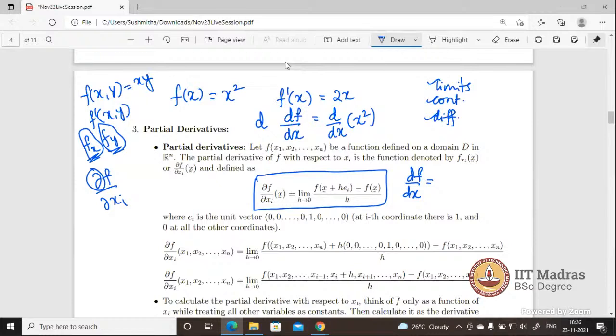What is the limit? The limit as h tends to 0 of f of x plus h minus f of x, divided by h. So for partial derivatives, it's exactly the same thing that we are doing. But the only thing is that this x is not just x, right? It's x1, x2, etc. up to xn. So it's n variables. The function is dependent on n variables. So this x is also going to be a vector with n components, right?